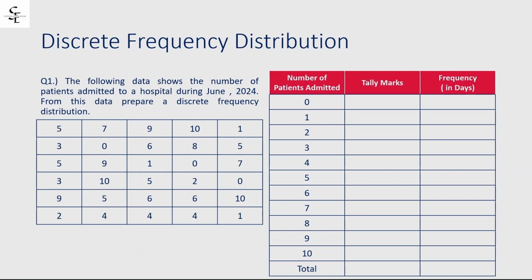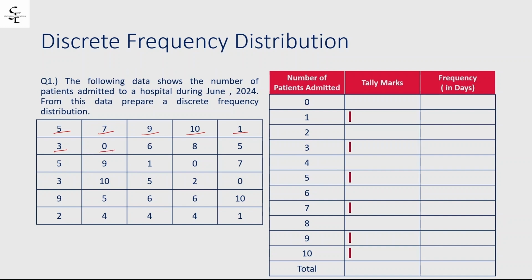The first value is 5, so we will put a tally mark against 5. The next value is 7, so we will put a tally mark against 7. The next value is 9, so we will put a tally mark against 9. The next value is 10, so we will put a tally mark against 10. The next value is 1, so we will put a tally mark against 1. The next value is 3, so we will put a tally mark against 3.